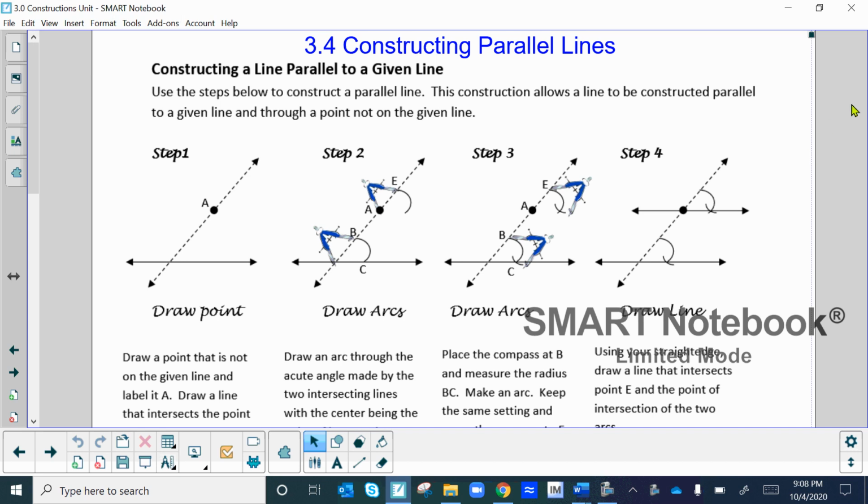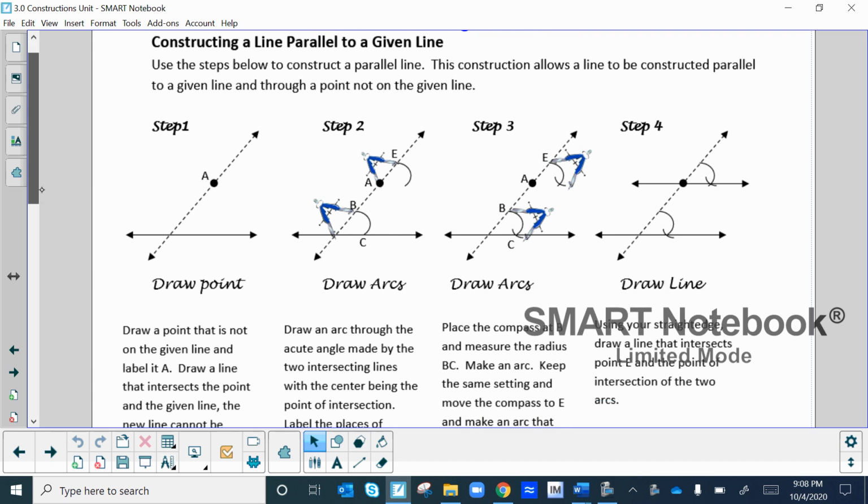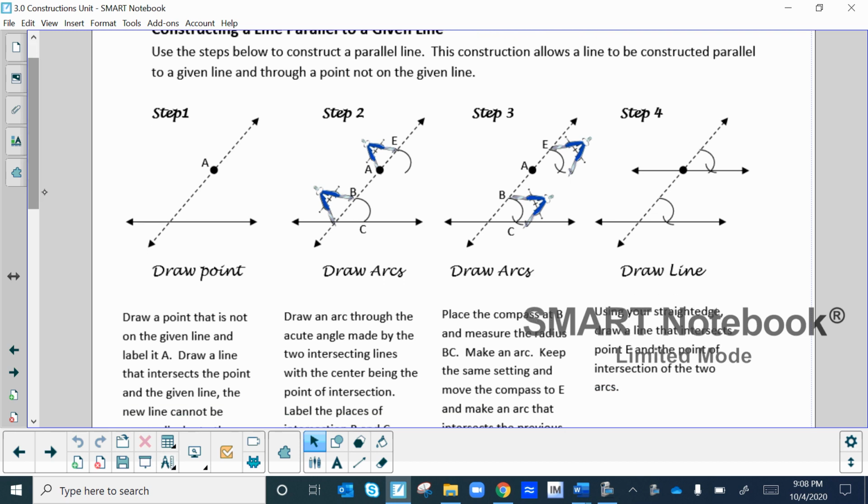All right, guys, this is going to be our fourth construction lesson. This time we're going to be constructing parallel lines. How do you construct parallel lines? Well, there's 4 steps, okay? And the way we're going to go about constructing parallel lines is we are going to copy angles. So you'll need to remember how to construct congruent angles. So I'm going to walk through these 4 steps and then we're going to practice them, okay?